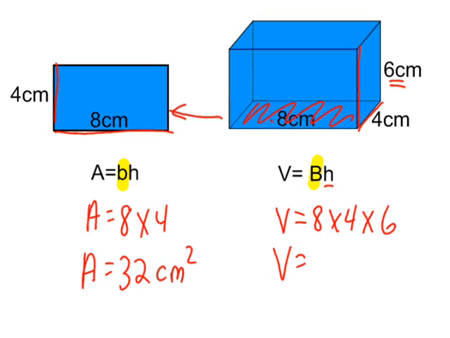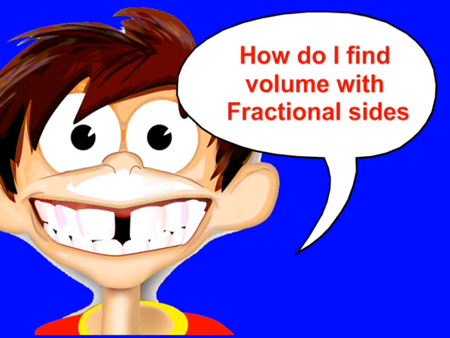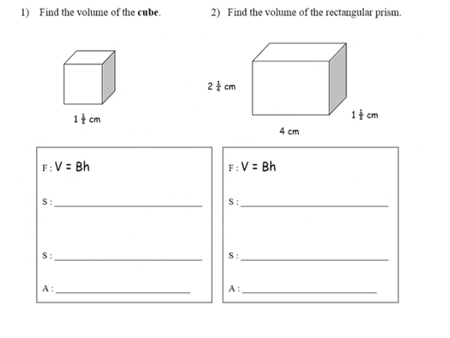It doesn't really matter what order I multiply these numbers. 8 times 4 would be 32. And then 32 times 6 is 192 cubic centimeters. Okay, so how do you find the volume of rectangular solids or rectangular prisms with fractional sides? Well, the easiest way to do this is to dive in.